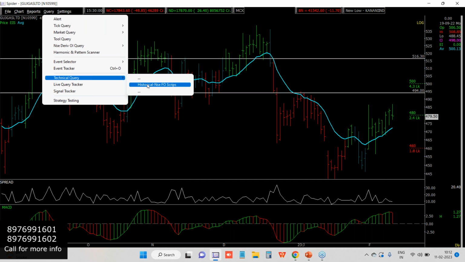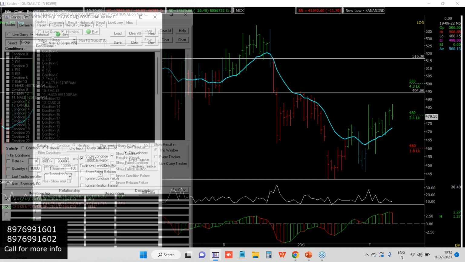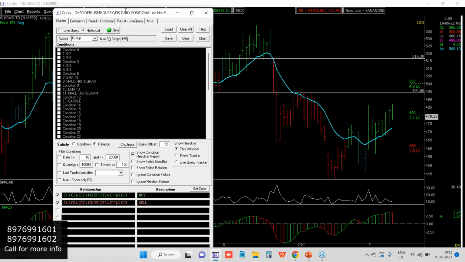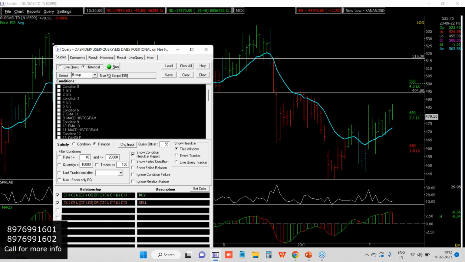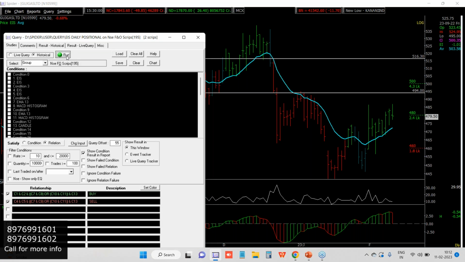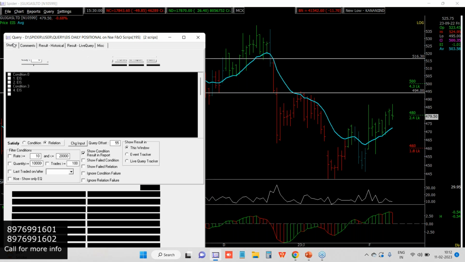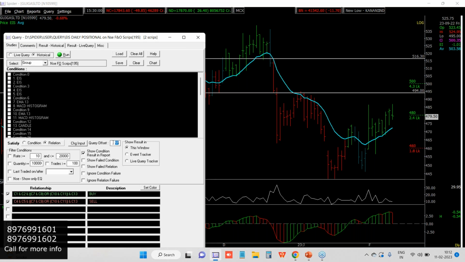We'll go to the technical scanner and run this particular query. Now I'll show you some backtest results, a few examples, so you will also get to know how this works. I have used query offset 55 basically. I'll also tell you one more thing, what exactly query offset is, so those who don't know will get to know these things.